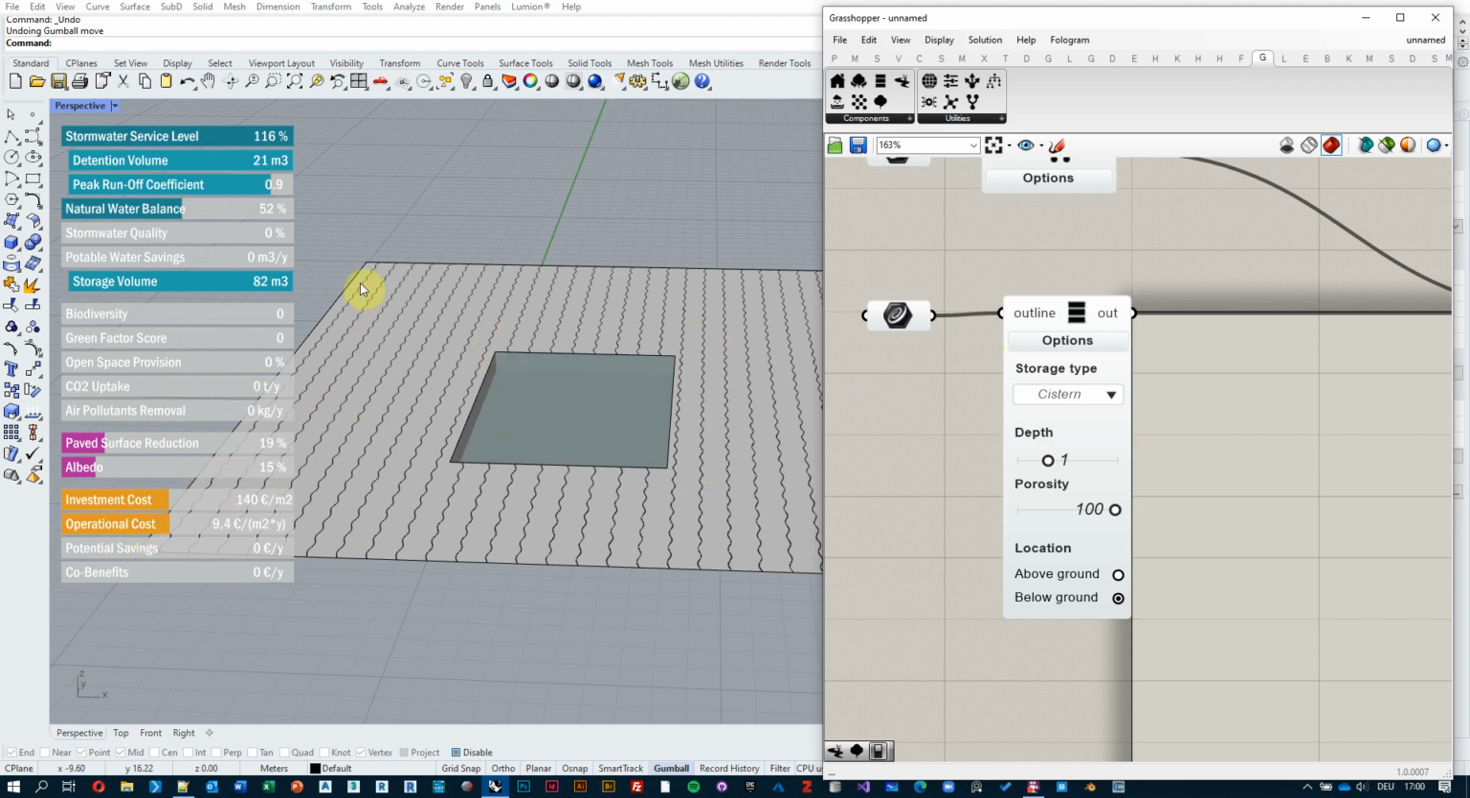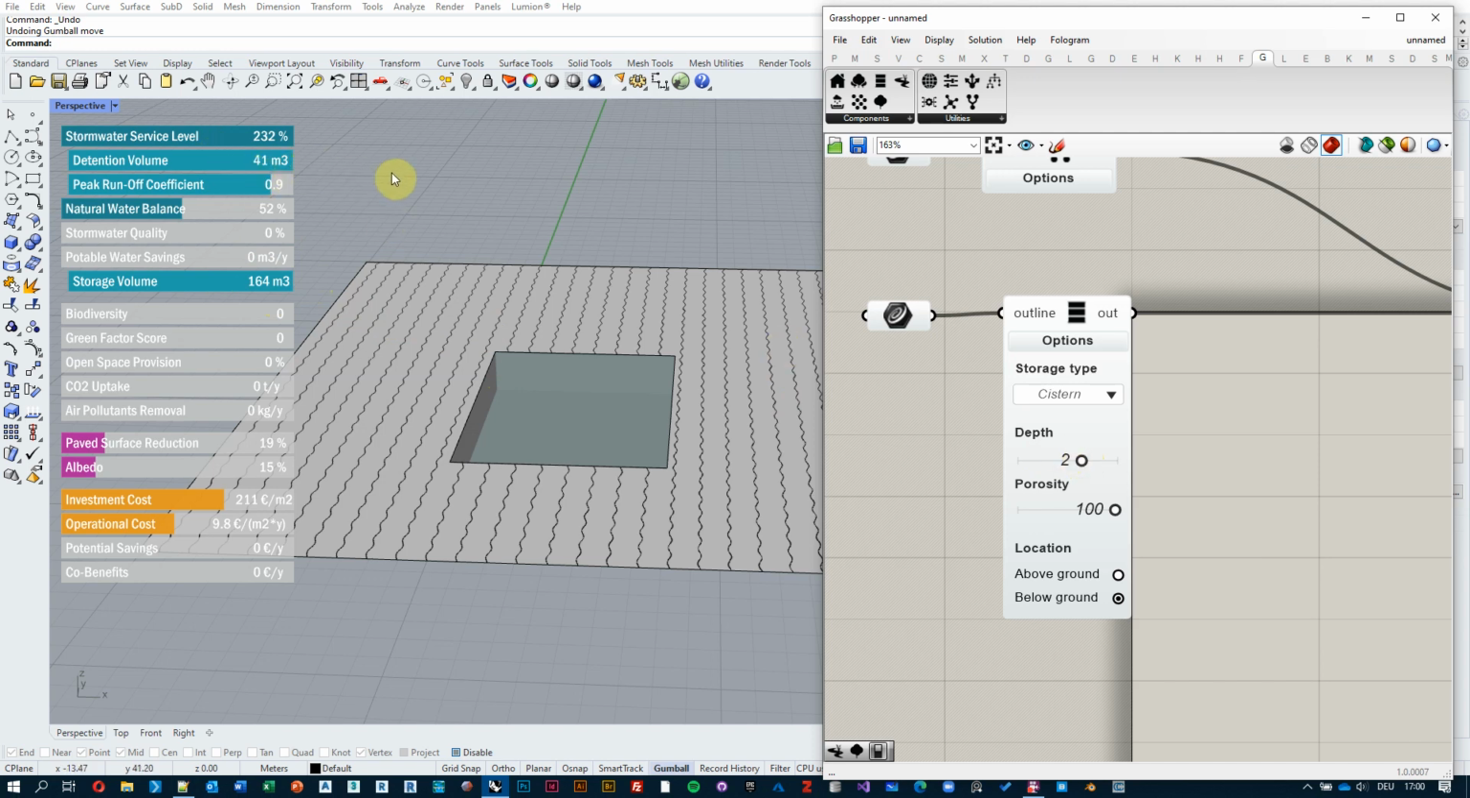So you need to look into optimizing your designs against that. You can also define the depth of it, and obviously with the depth, the storage volume increases.